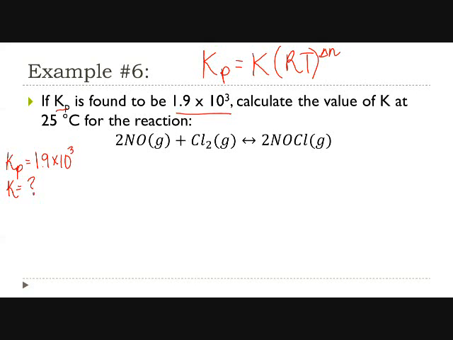So just make sure you plug in the right spot. Then R is always the same, right? 0.08206 for us. Temperature is given as 25 degrees Celsius. And to switch that to Kelvin, you add 273.15. So that's 298.15 Kelvin.